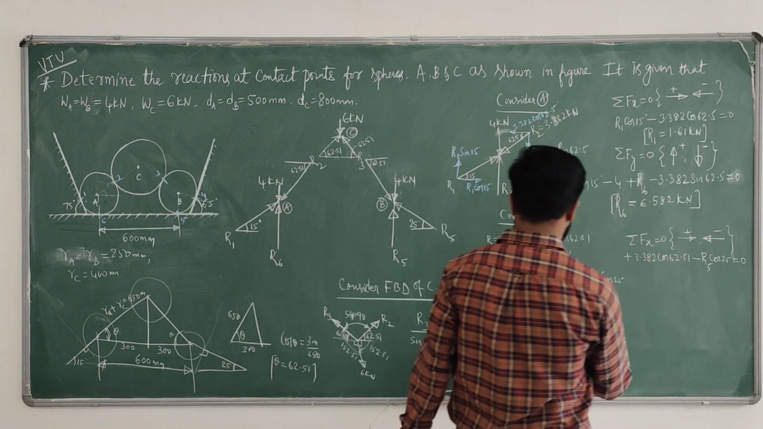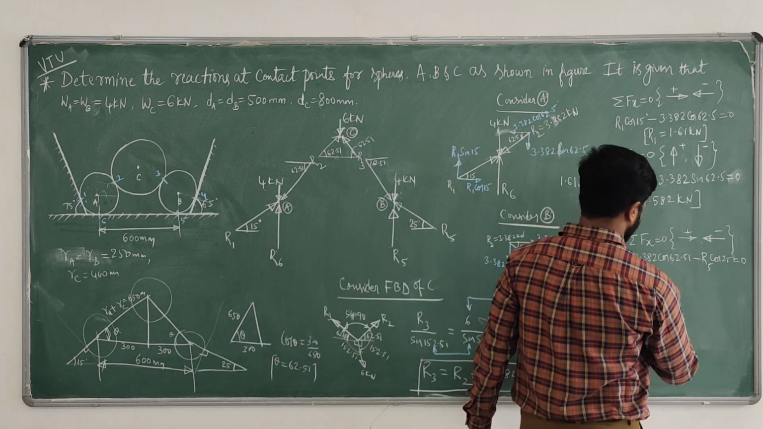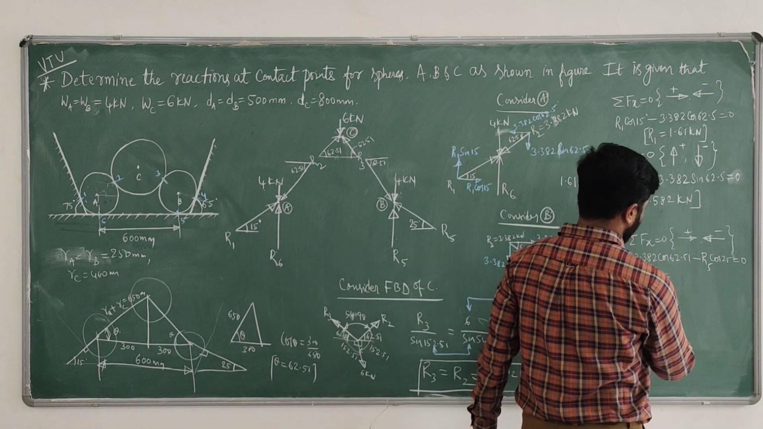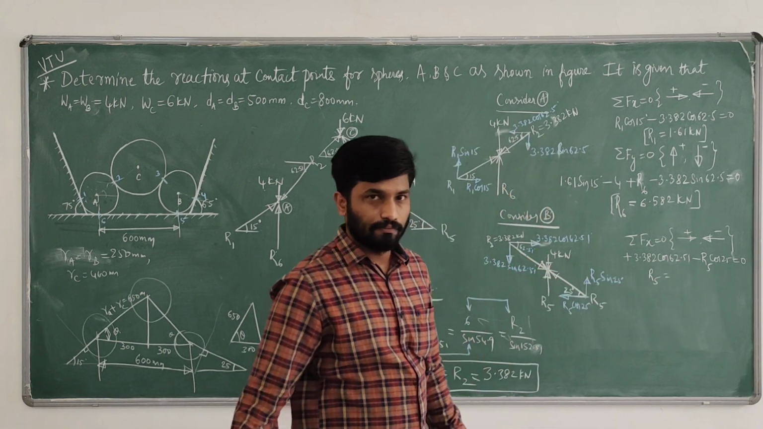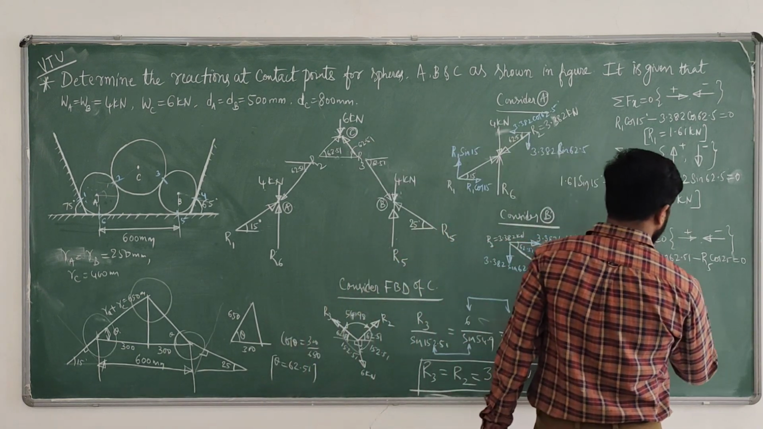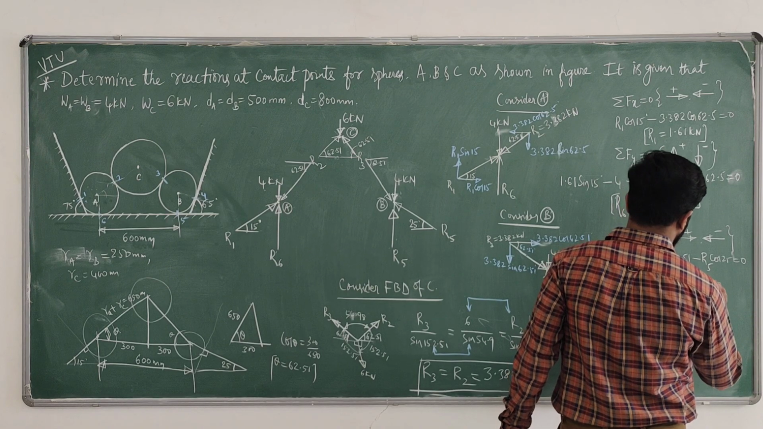So we are getting only two forces, and R5 we can easily get. What is the R5 value? R5 equals 3.382 cos 62.51 divided by cos 25, which is 6.27 kilonewton.